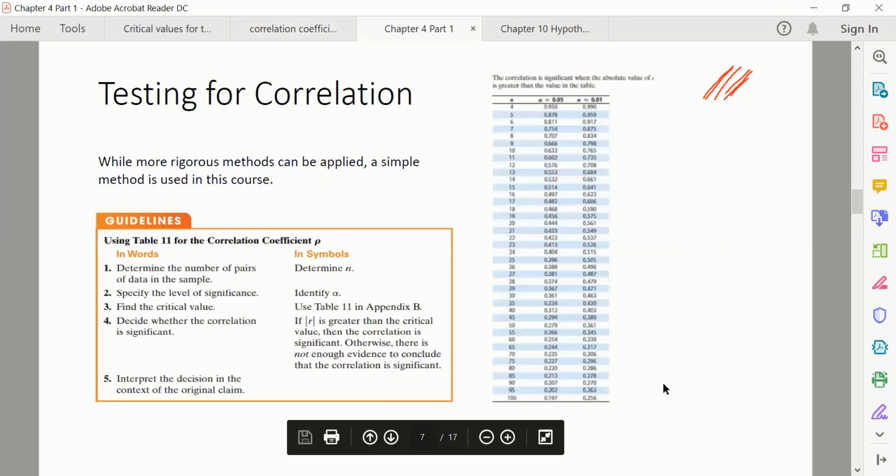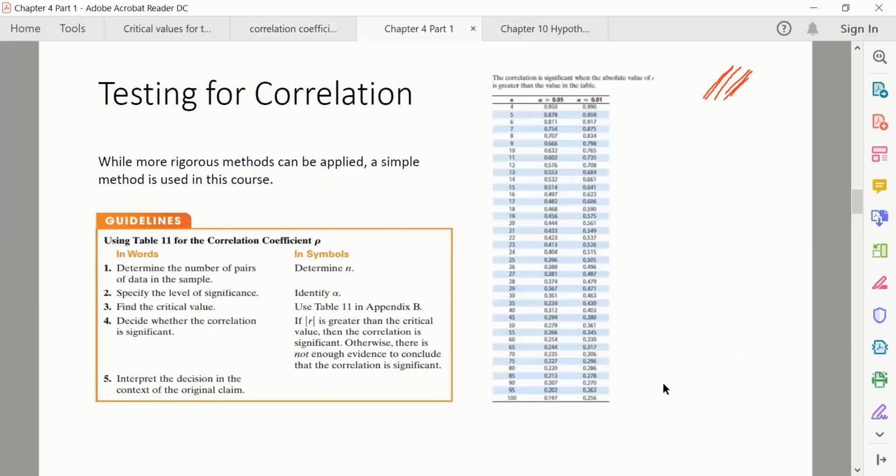So when we test for correlation, we're going to determine the number of pairs in the sample and specify the level of significance. That's similar to what we did in the last section where we said, you know, alpha equals what? If you look at the chart on the right, it's kind of hard to see, but there's alpha equals 0.05 and alpha equals 0.01. Those are going to be the two that we look at. And then you're going to go to the right sample size and just pick out the one that matches.